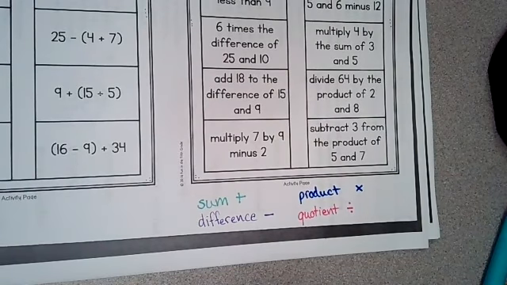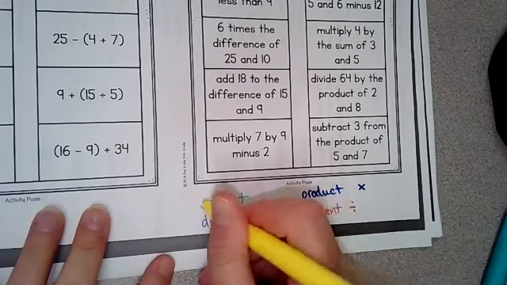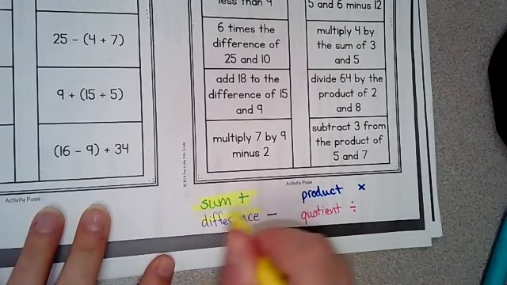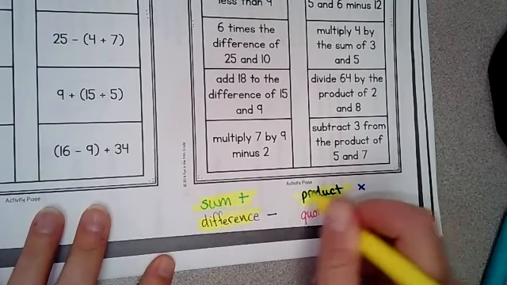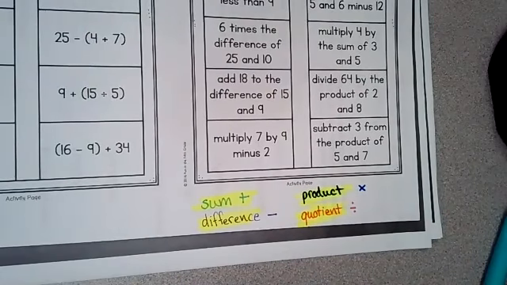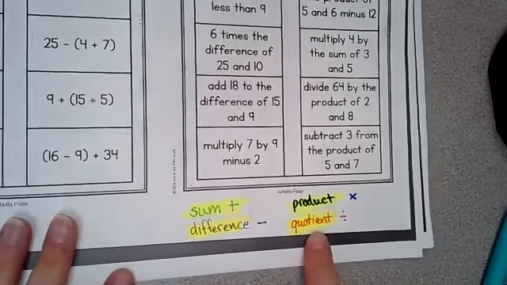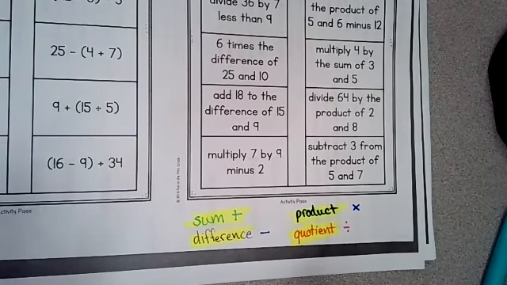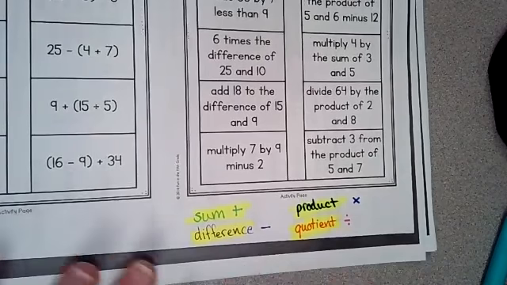These are the 4 that trick up kids. They're like, what does sum mean? What does difference mean? What does product mean? And what does quotient mean? Well, now you have it written down and you can use it. When you see the word quotient on your test, you can go, oh yeah, I wrote that down. I'm going to go back and look.